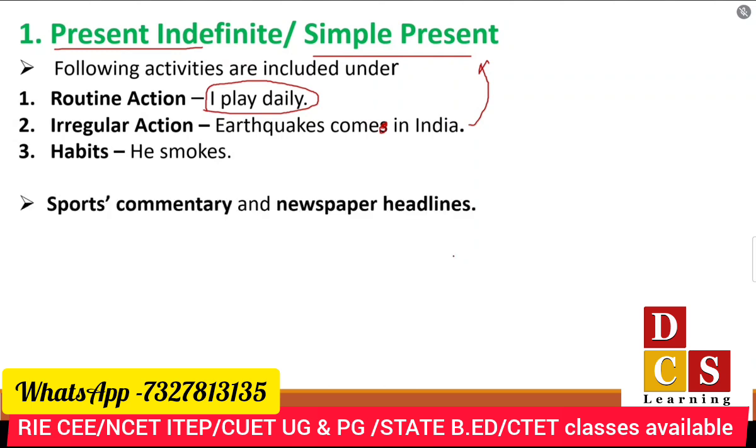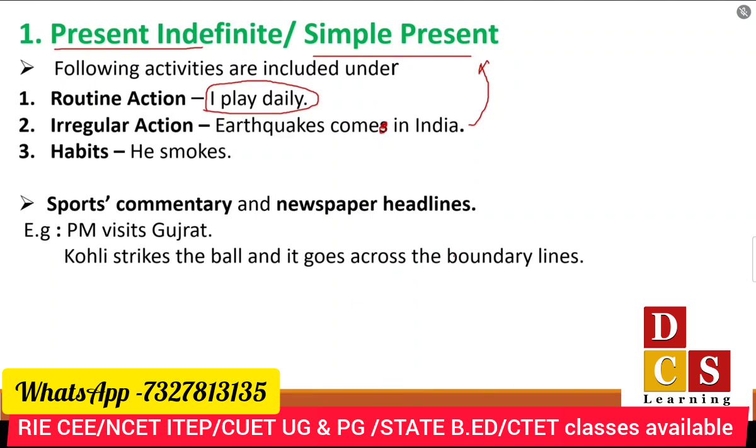Sports commentary and newspaper headlines. For example, PM visits Gujarat. Then we have Kohli strikes the ball and it goes across the boundary line. So this is a sports commentary. Now the World Cup is going on. If you get a chance to listen to the commentary, you might have noticed, or you can listen on some particular day. The commentary will always be spoken in simple present tense. Got the point?